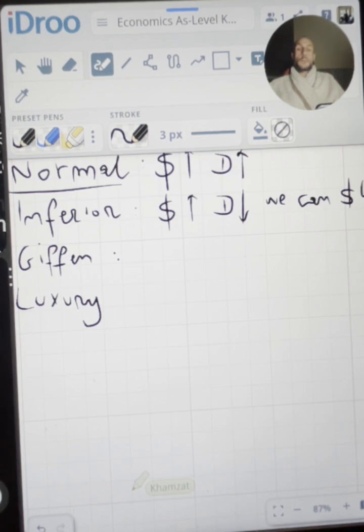Then we have a Giffen good, which is an extreme type of inferior good. A Giffen good is the beggar kind of thing. Giffen goods are really rare, and they are associated with cases of strong necessity and a large share of income.